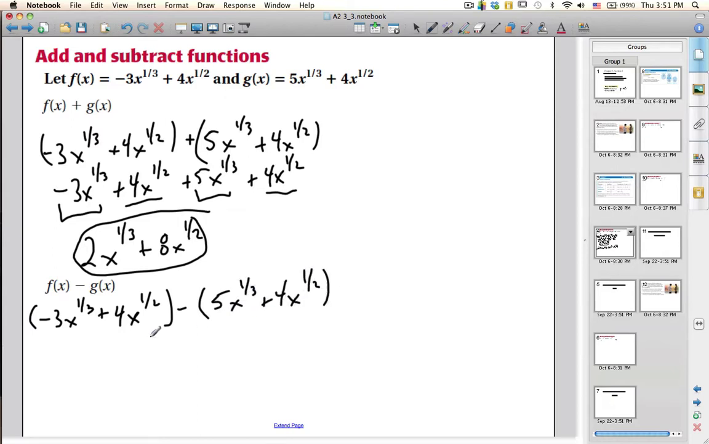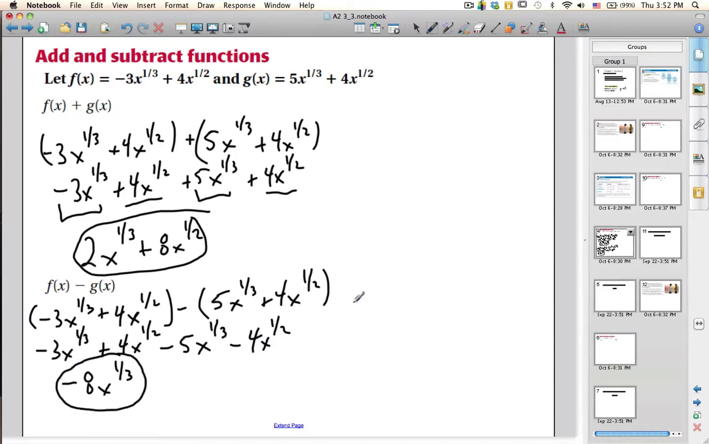All right, so now I've got my f function minus my g function. When I take parentheses off, nothing changes in the first binomial because what's out here is +1, but here it's -1, so -1 times 5x to the 1/3 is -5x to the 1/3, and -1 times 4x to the 1/2 is -4x to the 1/2. So now I've got -3 minus 5, that's -8x to the 1/3 power, and I have 4 minus 4, that's 0x to the 1/2, so it's just this.